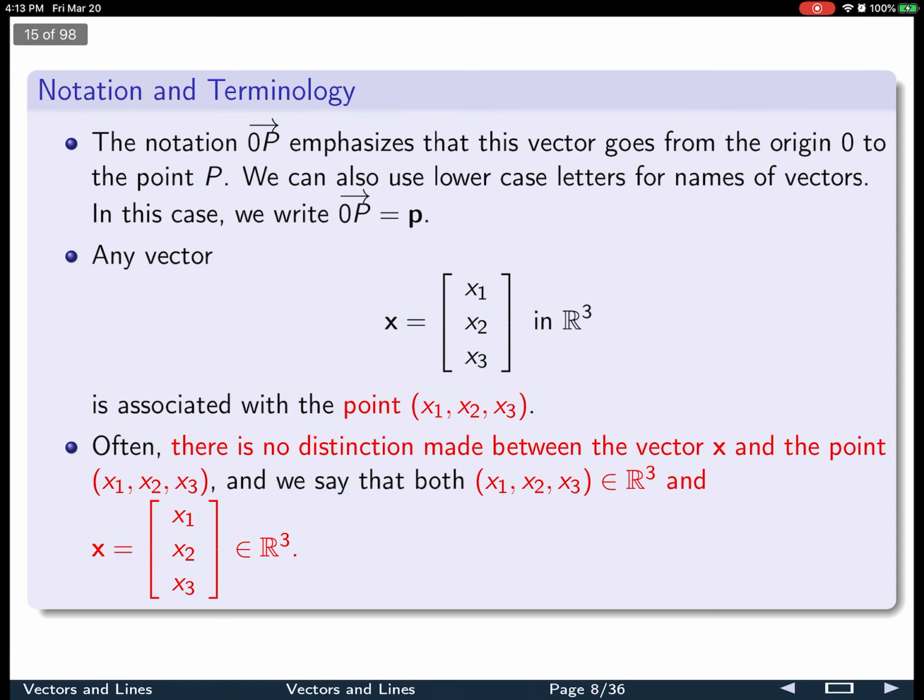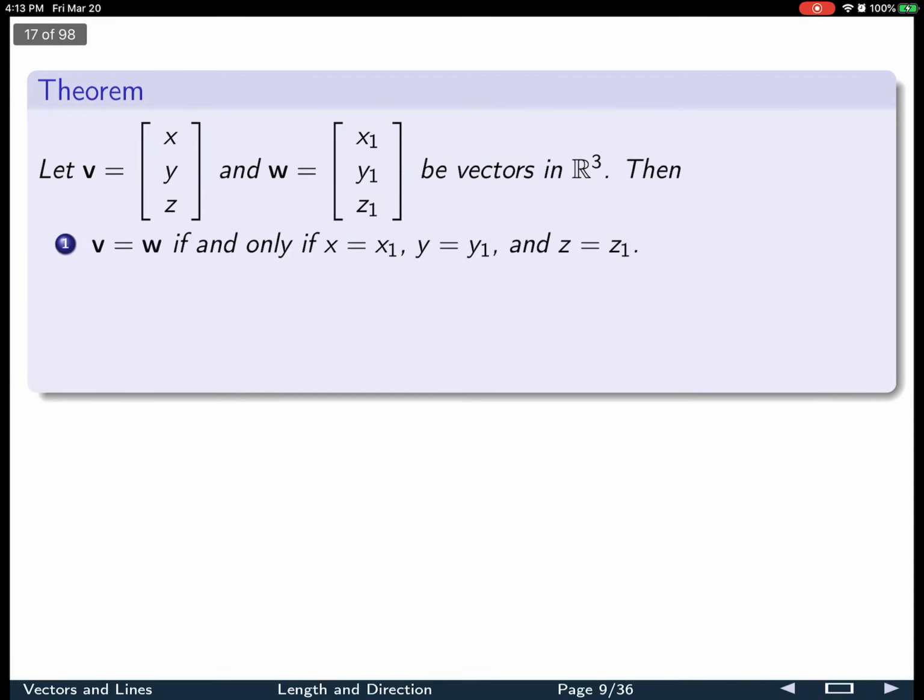Okay, this is all really basic stuff. All right, here is our first theorem of the day. We've got two vectors, v and w. V equals w if and only if all of their components are equal. This is how you find the magnitude of a three-dimensional vector, which is just its length. That x squared plus y squared plus z squared is just the Pythagorean theorem on a three-dimensional vector.